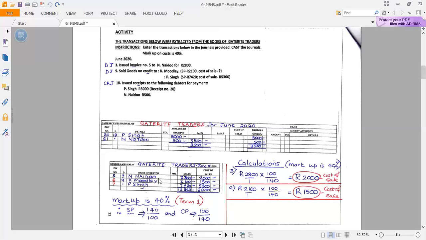Then I go to my debtors journal. The sales column, I have totaled up these amounts. I arrived at 12,320. And for my cost of sales, it's 8,800 Rand. So learners, this concludes my debtors journal and the CRJ.